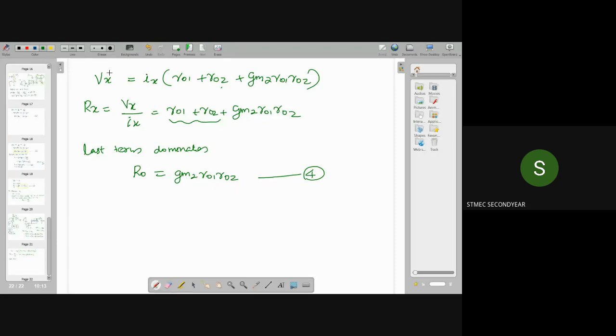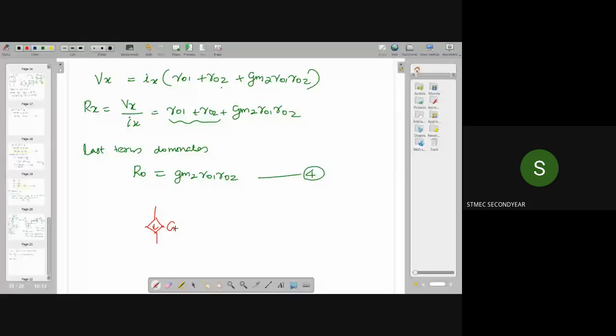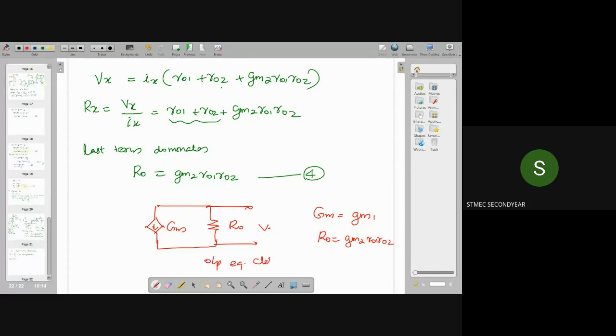Now we can draw the equivalent circuit. That is Gm in parallel with Ro, and here we can take the output. Here this capital Gm is equal to what we have obtained, small letter Gm1, and this Ro is equal to Gm2 into R01 into R02. So this is our output equivalent circuit.